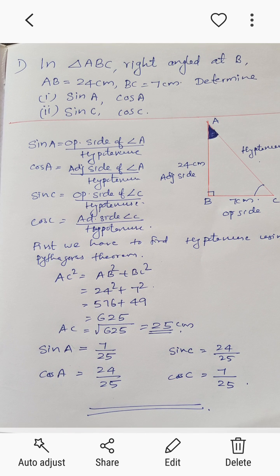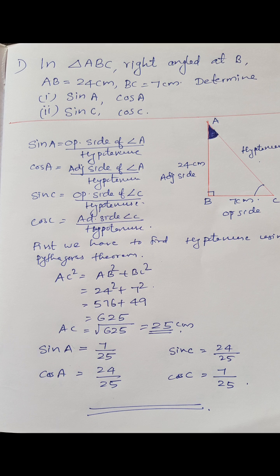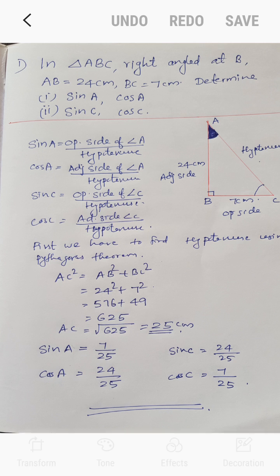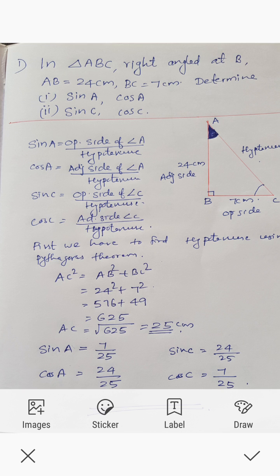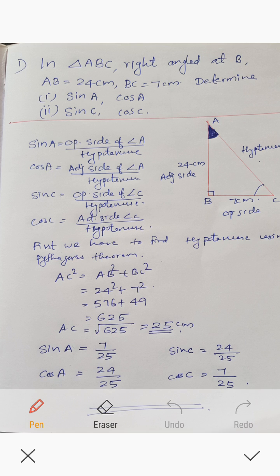Now we are moving to the textbook exercise questions. Let me explain it very fast. First question here: in triangle ABC, right angled at B, AB is 24 centimeter, BC is 7 centimeter. Determine sin A, cos A, sin C, cos C. So, what's the question here? In triangle ABC, right angle at B. Here in this figure, you see triangle ABC is right angled at B. And we are given AB is 24 and BC as 7 centimeter. Determine sin A, cos A, sin C, cos C.